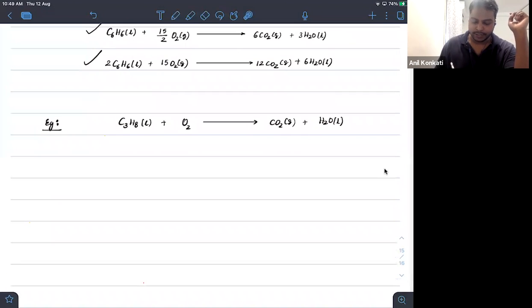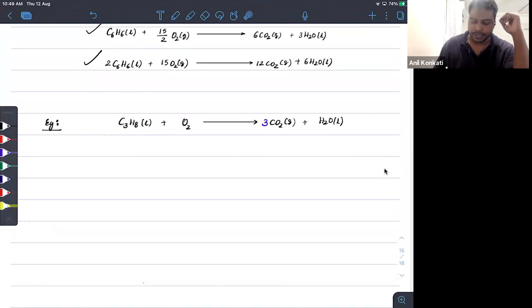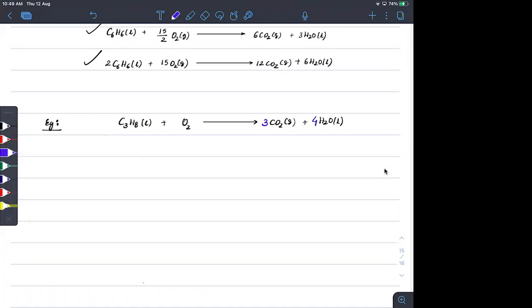Look at this once again. There are 3 carbons I need to balance here with 3. So make sure you write 3 here. 3. Next, hydrogens. We have 8 hydrogens here, so I need to have 8 hydrogens here also. How would I get 8? Multiplying that with 4. Okay.